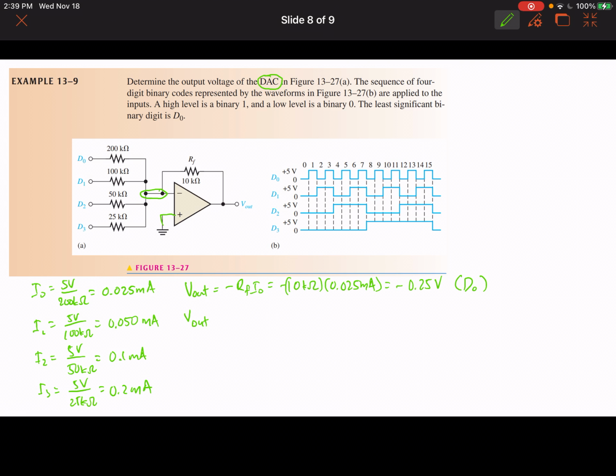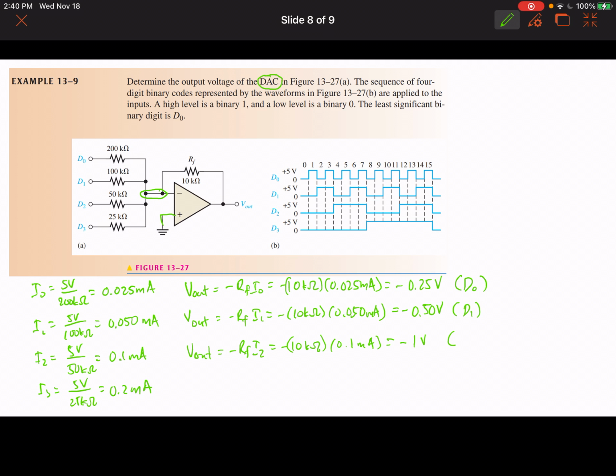Now, if only D1 is given the 5 volt signal, then we have negative RF times I1. So this is negative 10 kilo ohms times 0.050 milliamperes, or negative 0.50 volts. Again, if D1 is present. What if only D2 is fed the 5 volts? Then we have negative RF times I2 equals negative 10 kilo ohms times 0.1 milliampere, or negative 1 volt.